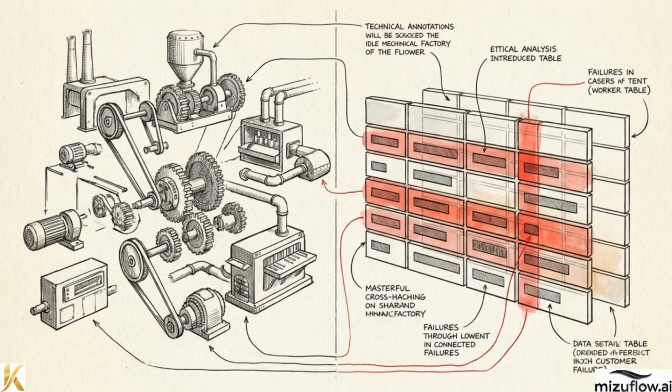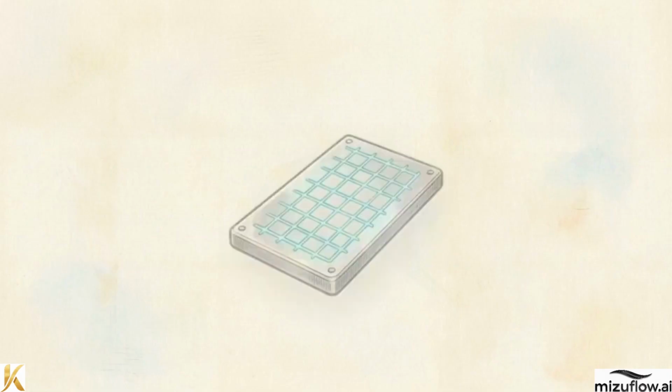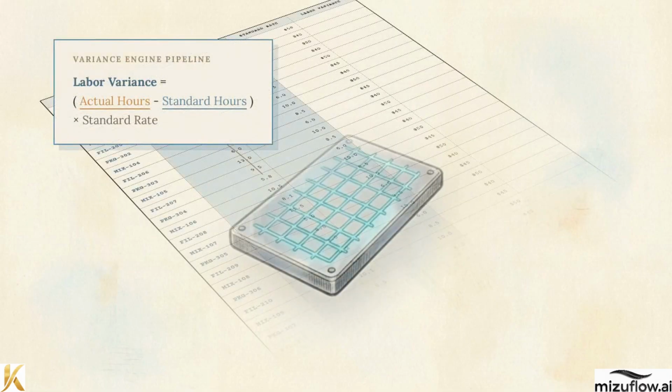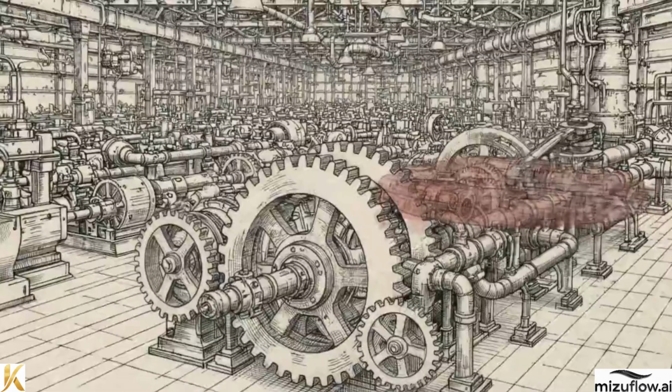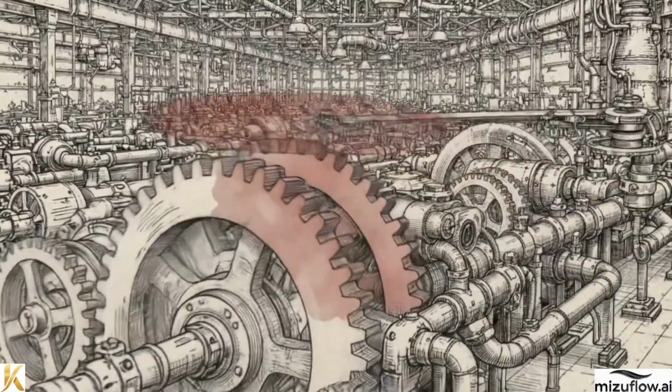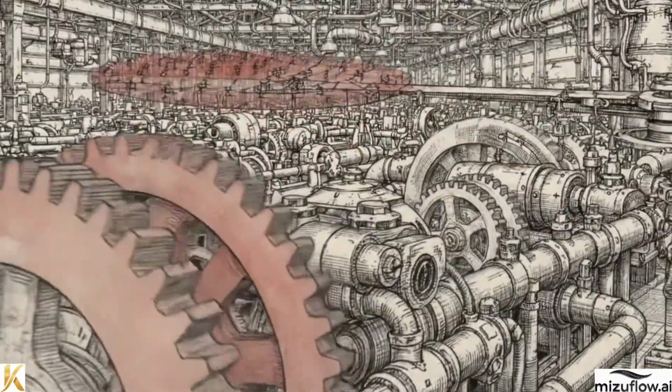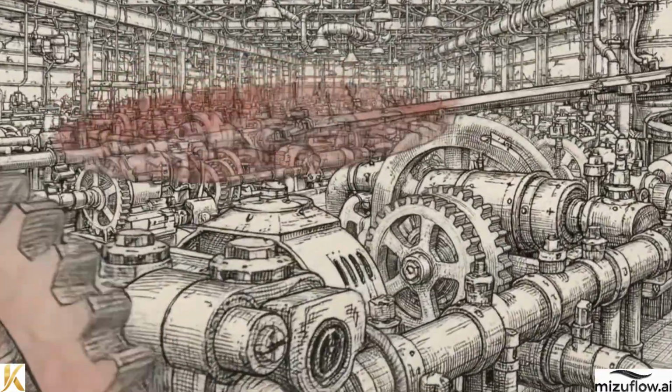To track this destruction in real time, we deploy Python's ultimate analytical output, the vectorized variance engine. This graphic displays the standard labor efficiency variance formula, actual hours minus standard hours multiplied by the standard rate. While a spreadsheet applies this cell by cell, the Python engine maps this exact formula across 50,000 production orders in a fraction of a second. This vectorized engine runs on a daily cadence, serving as a radar for operational instability that month-end accounting misses.